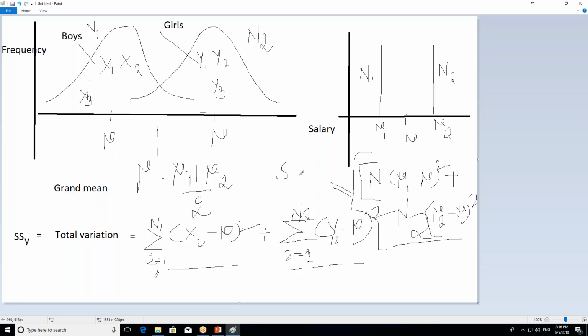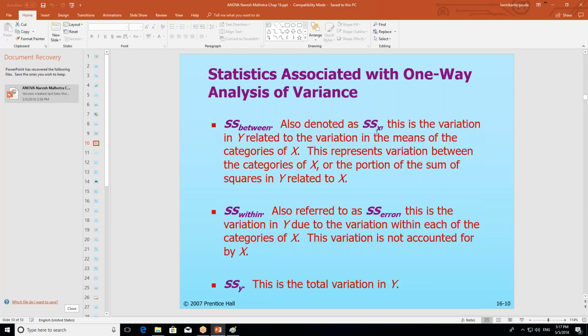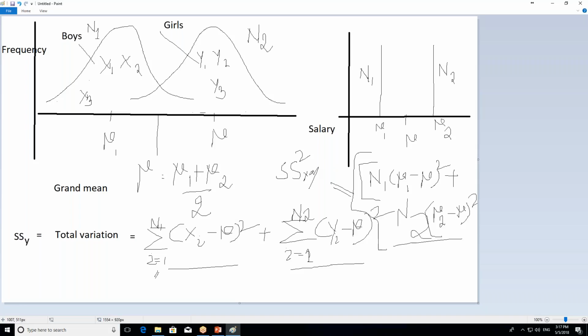Then there is the between-group sum of square, SSXY. Then there is the within-group sum of square. Within the group means the sum of square within the group, and we always call this the error.